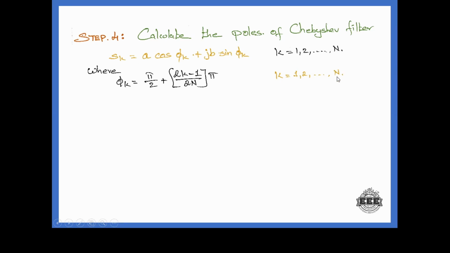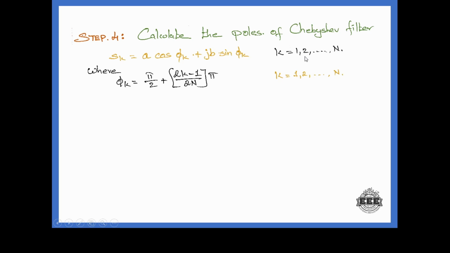Here n is the order of your filter. By using the formula n is greater than or equal to cosh inverse of a divided by cosh inverse of pass band frequency divided by stop band frequency, we can determine that n value. For example, if you are getting an n value of 4, your k value will vary 1, 2, 3, 4. So how many poles do you get? 4 poles.